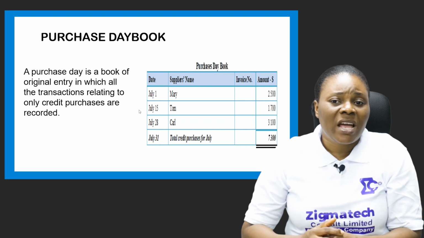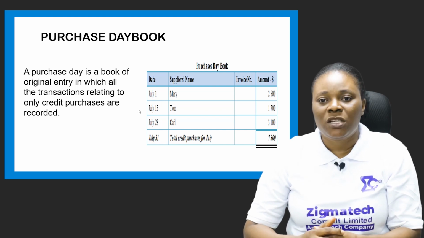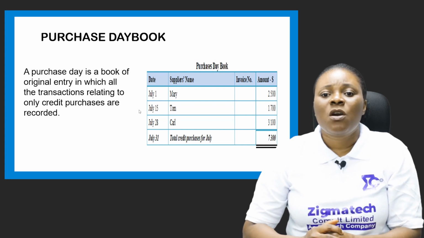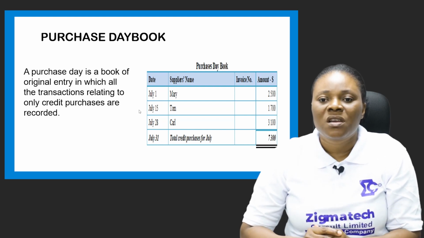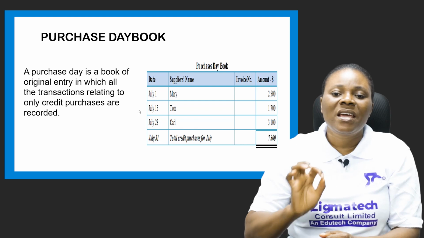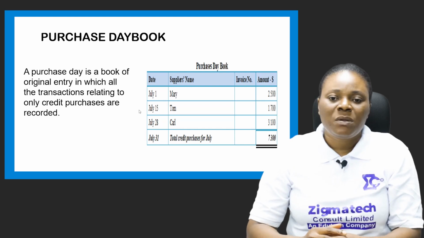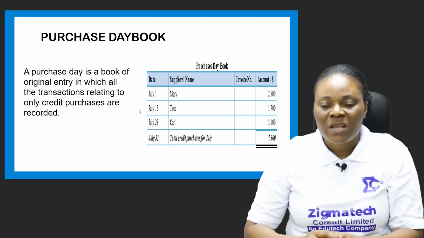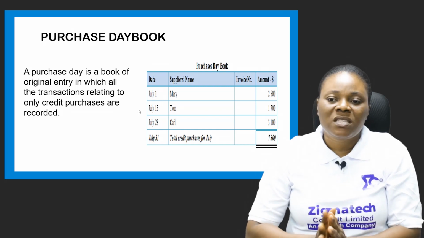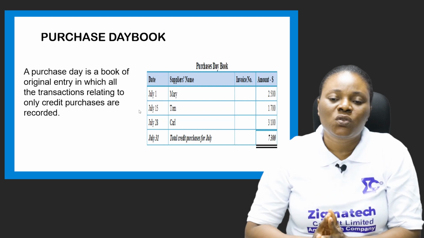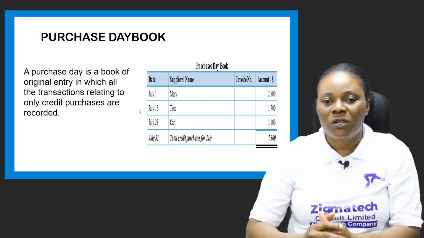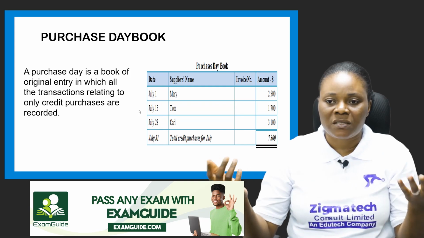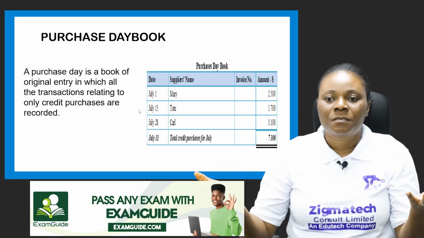It's a book of original entry. That's why we call it a journal. A journal is a book of original entry in which all transactions relating to only credit purchases, please you can underline the word credit purchases, are recorded. The purchase daybook is majorly used to record credit purchases. That means goods bought on credit from a seller.